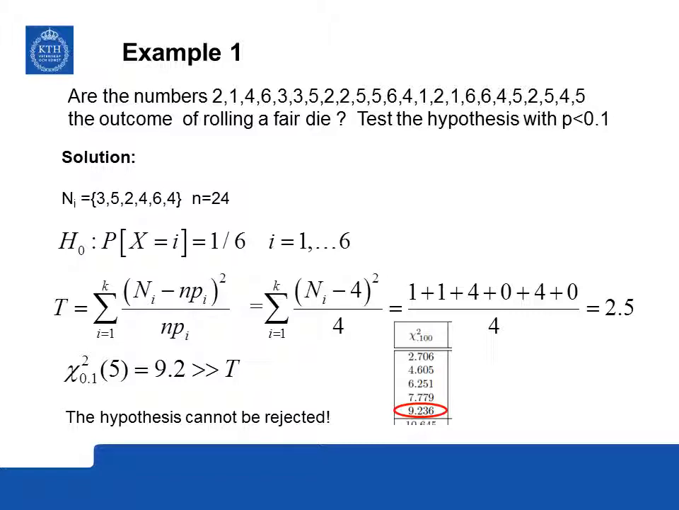And this could also be seen since the values in the histogram are very close to the average value, which is 4.